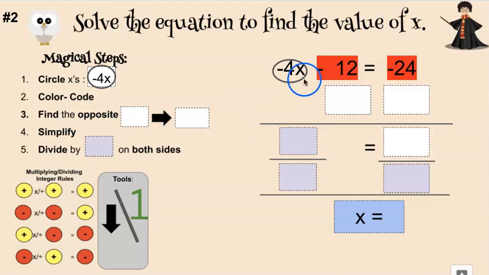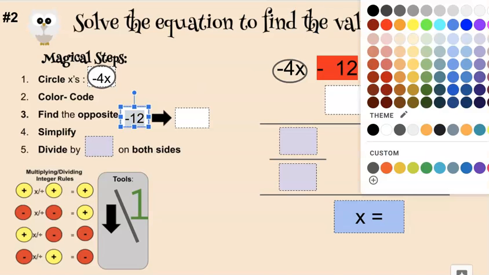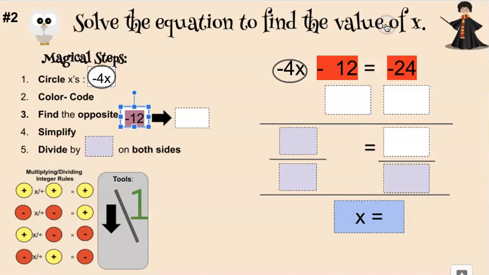Find the opposite. Since we want negative 4x by itself, we want to get the opposite of negative 12. So we're going to put here negative 12, and we're going to color code that as well. And there we go. And we are going to have the opposite next to that. That's going to be positive 12. And we're going to color code that too. And that's going to be in yellow.